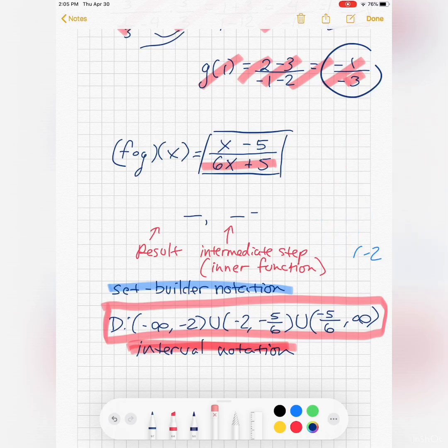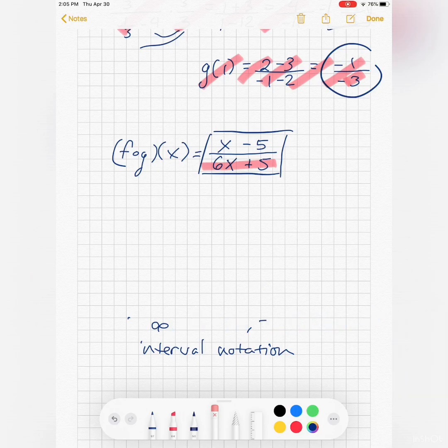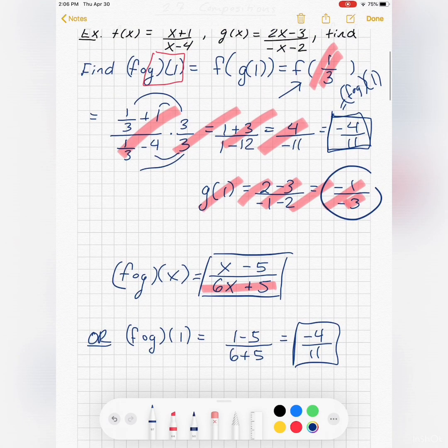So another way I could find f of g of 1 would be, well, couldn't I use this composition that I found for f of g of x? And so what would I do? Well, wouldn't I just plug 1 into that composite function? Okay, so let me try it that way. So f of g of 1 would be 1 minus 5 over 6 plus 5. Oh, that's a lot faster. Did I get the same answer?